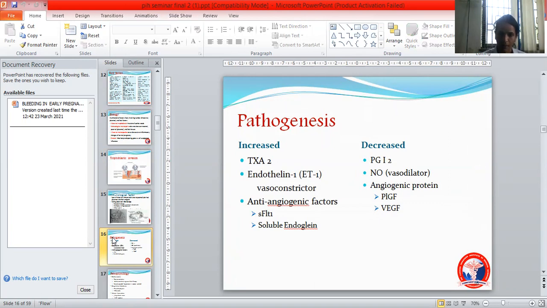So what are the biochemical parameters that are increased in preeclamptic individuals? One is an important vasoconstrictor, that is thromboxane A2. Along with that, endothelin 1 and anti-angiogenic factors like sFlt-1 and soluble endoglin. These are the factors increased in preeclamptic women, and those which are decreased are prostaglandin I2, nitric oxide, or angiogenic proteins like platelet-derived growth factor and vascular endothelial growth factor. These are all responsible for angiogenesis. These factors are found to be decreased in patients with preeclampsia.